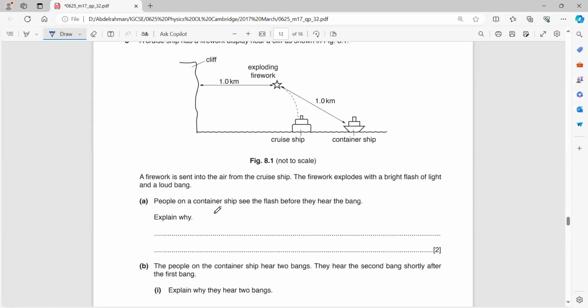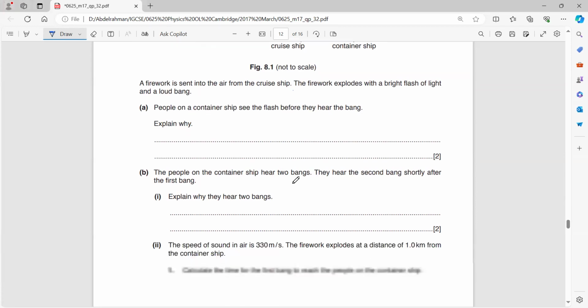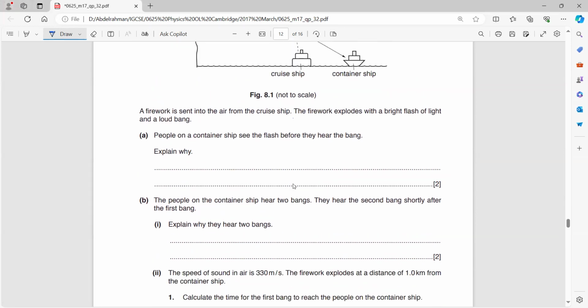People on a container ship see the flash before they hear the bang. Why? Because light travels faster than sound. Correct. Don't just say that the light travels fast. It travels faster than sound.